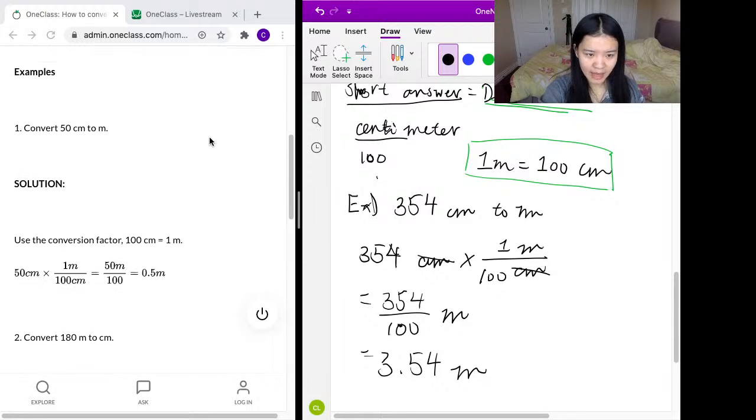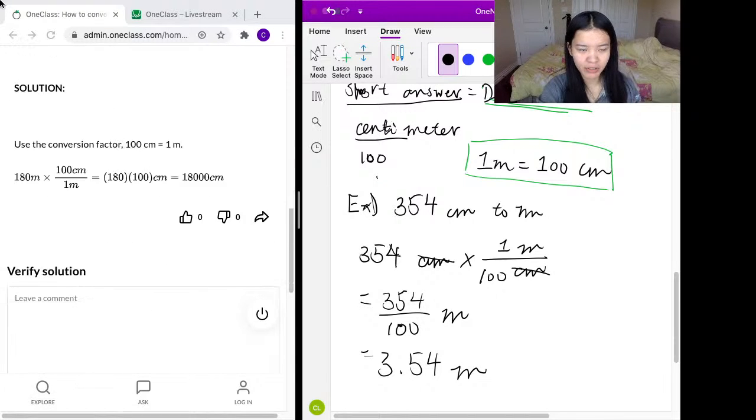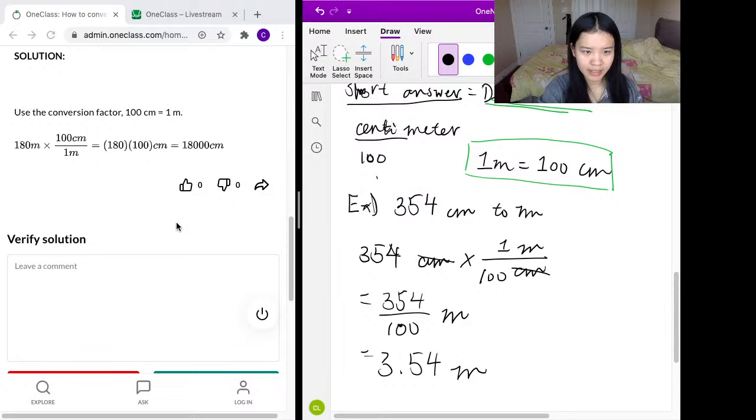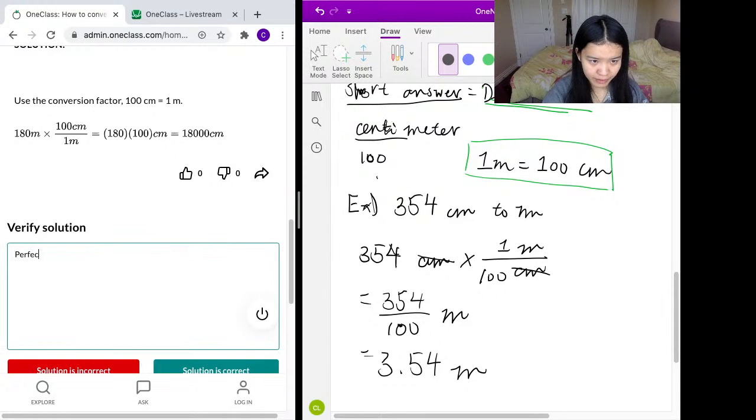So let's see. Yes, they have another example. We also have an example converting from meters to centimeters, and we give the explanation here. Let's just say perfect. That's correct.